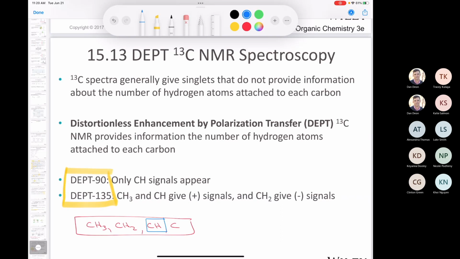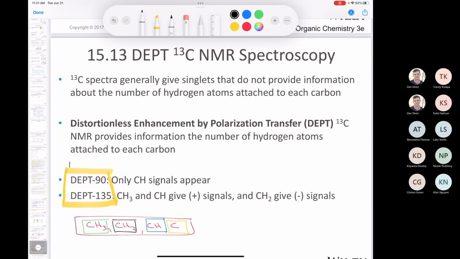Then if you run a DEPT 135, it gives all the methyls and methines positive signals. And that way you're able to distinguish the methyls from the methines, and anything that's a methylene is going to have a negative signal. And so you're able to identify it. Now you've identified the methyls, the methylenes, and the methines, and anything that's left over is a quaternary carbon. And just like that, we're able to distinguish between all four types of carbons by running three experiments.